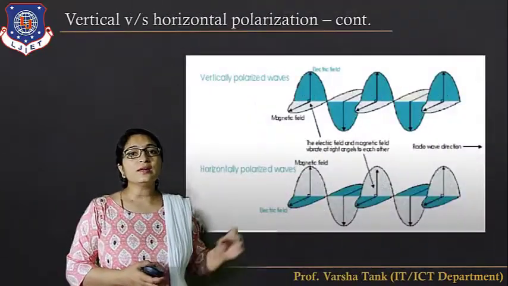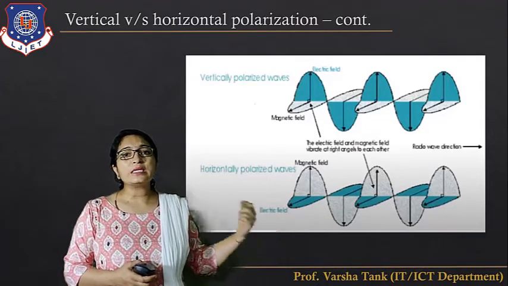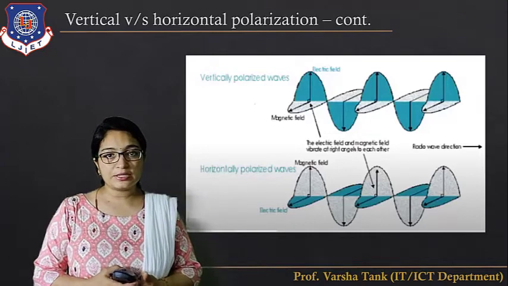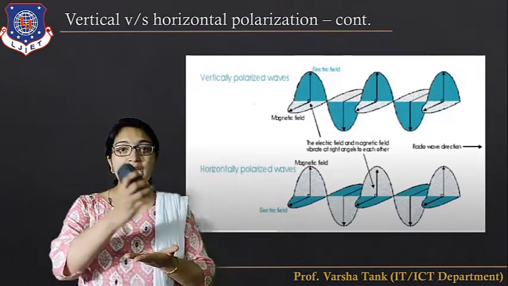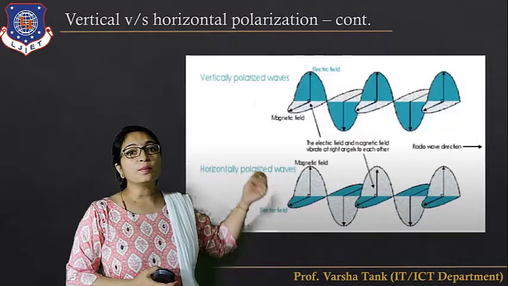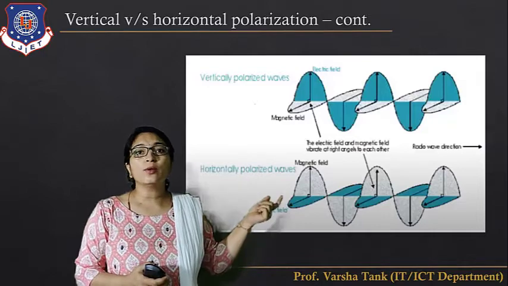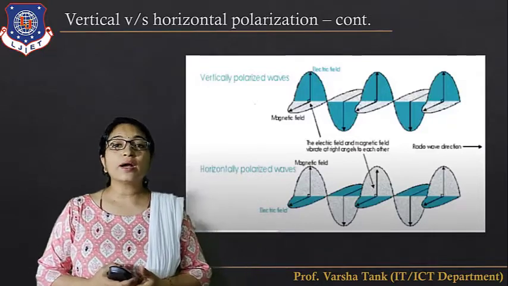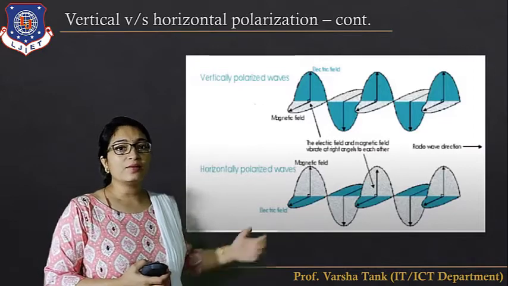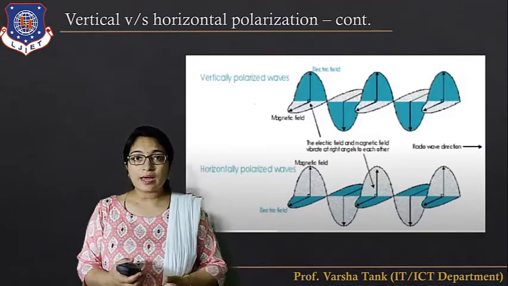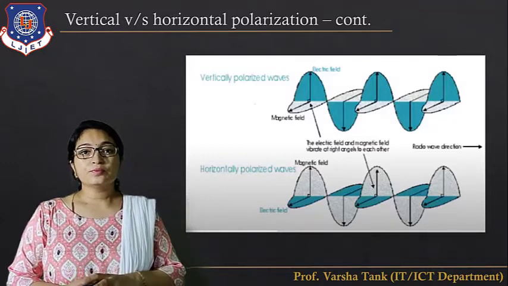So let's see the figure. Here you can see the vertical polarization, and here the horizontal polarization. When you are considering the vertical polarization, you can see the perpendicular. Perpendicular waves are there, so if the waves are perpendicularly polarized, we can say it is vertically polarized. If the waves are not perpendicularly polarized, sometimes they are parallelly polarized, so we can say horizontally polarized waves are there.